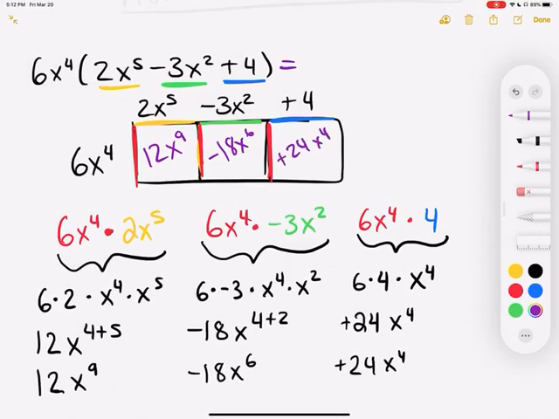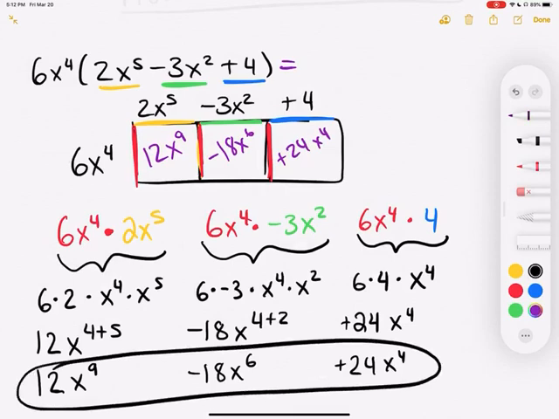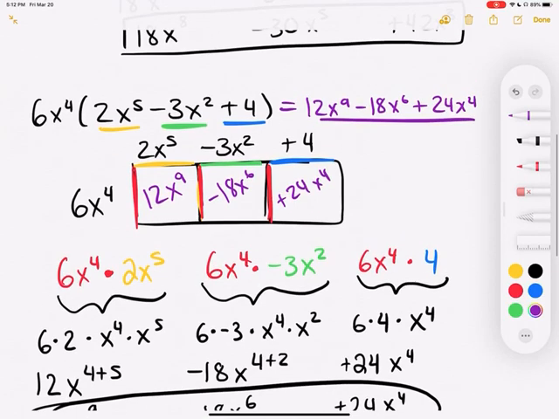So that is going to be my result for multiplying a monomial times a trinomial again, which is 12x to the power of 9, negative 18x to the power of 6, and positive 24x to the power of 4. So that is my multiplication.